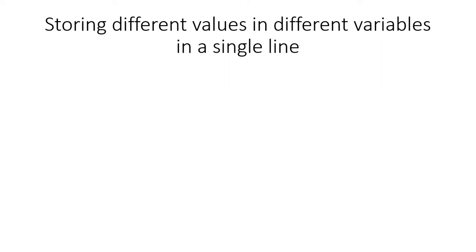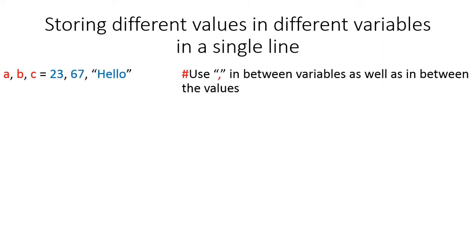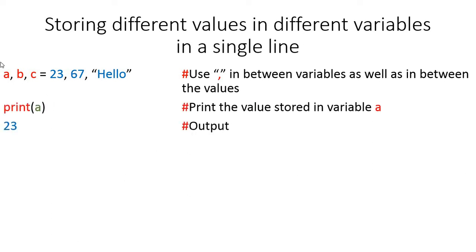If you want to store different values in different variables but in a single line, what will you do? The method is using comma. So A is variable 1, comma B is the second variable, comma C is the third variable. Then you use the equal sign, and after the equal sign you type the values you want to store in these variables. So the first value you type will be stored in the first variable, the second value will be stored in the second variable, and the third value will be stored in the third variable. Now type print A. The value stored in A is 23.